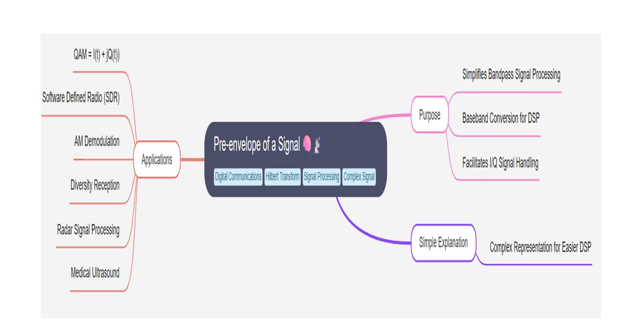So the pre-envelope is a way to create a complex version of a real signal, so that we can use powerful DSP tools, and it's like converting an audio signal into a format which makes it easier to analyze pitch and loudness separately.